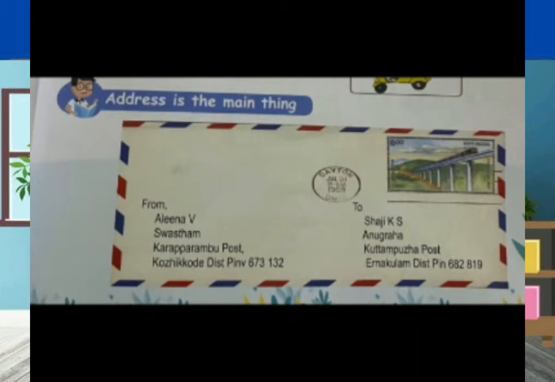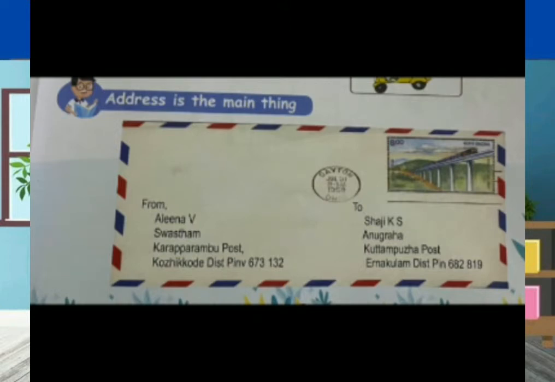So, when we write the from address, first we should write our own name. Here, Alina V. And our house name. Here, Swastham. And the post name, our place's post name. And our district name. Here, Kozhikode district. And the pin code of that district. This is all about the from address.